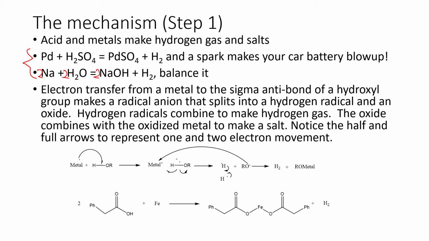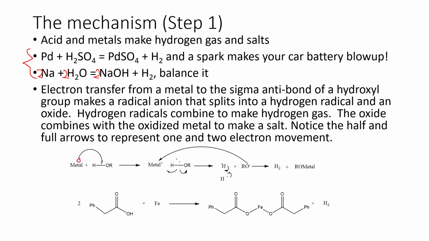Now, to actually apply it, what's happening for our reaction is we're performing an electron transfer from the metal, which is our iron, to the sigma antibond of the hydroxyl group. So we're basically moving 1 electron over into our group, and we're radicalizing the hydrogen and producing a cationic metal. The hydrogen radicals are able to combine to form our hydrogen gas, and the oxide is able to combine with the oxidized metal to make a salt.